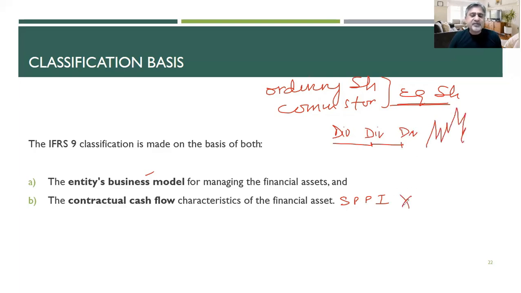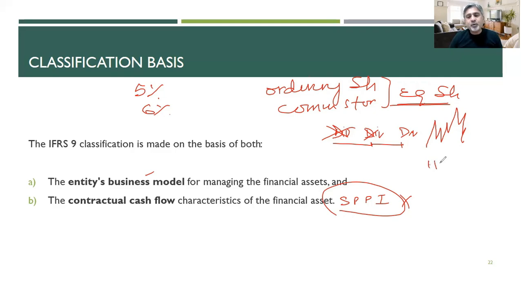So ordinary share fails on SPPI criteria because dividends are not fixed amounts. Sometimes the company gives more dividend, sometimes they give less dividend, and sometimes they don't give it at all. So shares do not meet SPPI criteria. Yes, bonds meet SPPI criteria because bonds have a fixed coupon rate, 5% or 6%. I'm just trying to tell you when SPPI criteria is not met. In ordinary shares, it is not met.